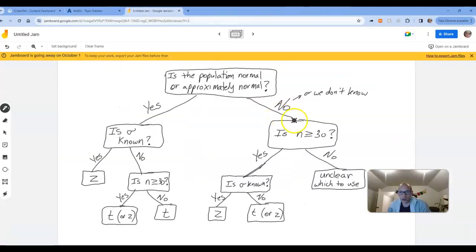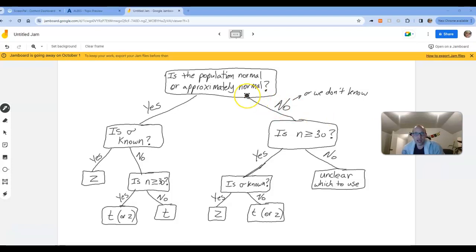And I made this chart, which I think can be helpful. It's essentially asking yourself three questions. So you start by, if you know that the population is normal or about normal, and you say yes to that question, you're going to move to the left side. If you would say no, or if you just don't have information, if it doesn't even tell you if it's normal or approximately normal, then you're going to move to the right side of this flow chart here.